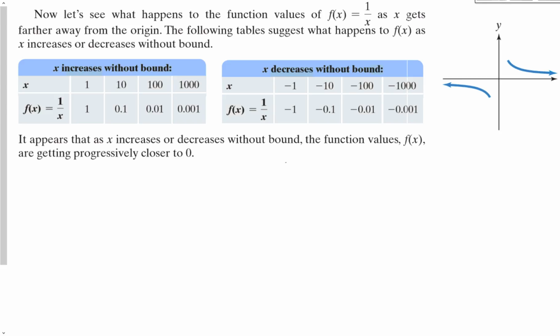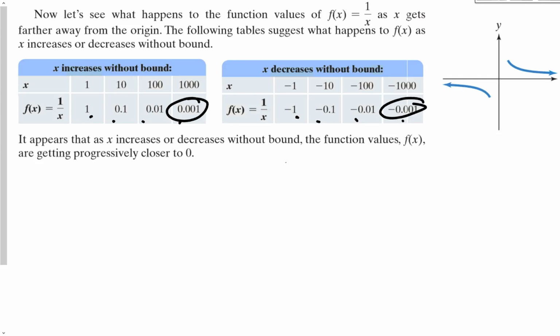Now let's see what happens to the function values of my reciprocal function, f of x is equal to 1 over x, as x gets further and further away from the origin. If I start plugging bigger and bigger numbers into the denominator here, notice that my answers get very small, and here as well. So what's happening at the ends of this function is that they are getting progressively closer to 0. This number is very close to 0, as is this, and they're getting closer and closer to 0 as you go further away from the origin.